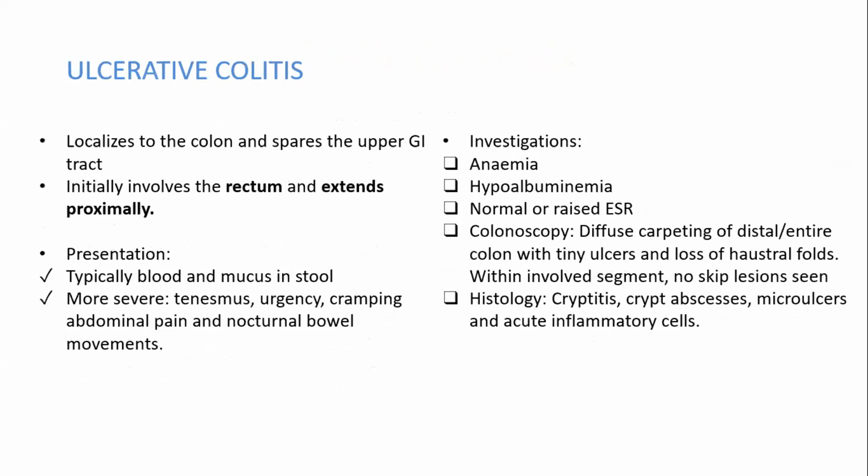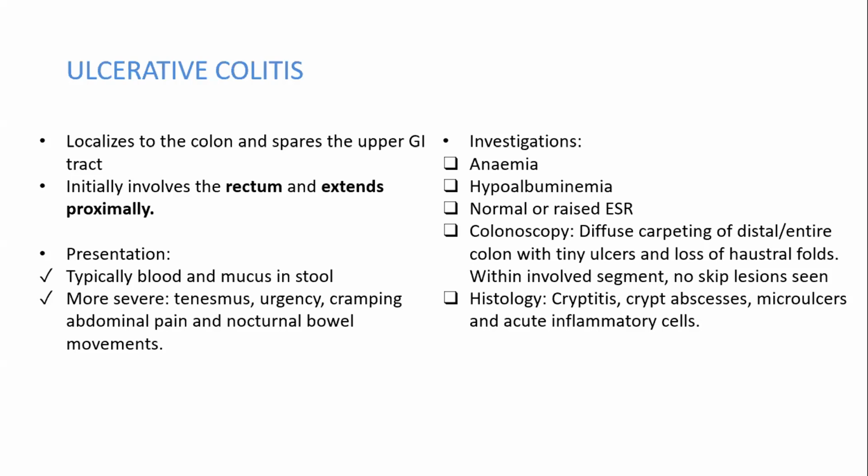For ulcerative colitis, this almost always involves the rectum and will always extend proximally. So presentation, you can have diarrhea, blood and mucus, almost the same as Crohn's disease. But if I'm not mistaken, in Crohn's disease, the prominent feature is more of the pain, and ulcerative colitis is more of diarrhea. If I'm not mistaken.